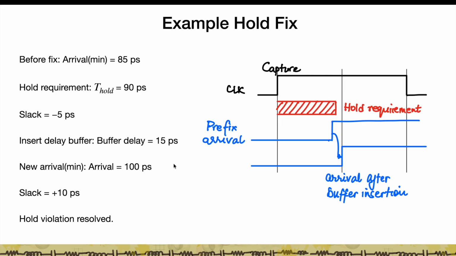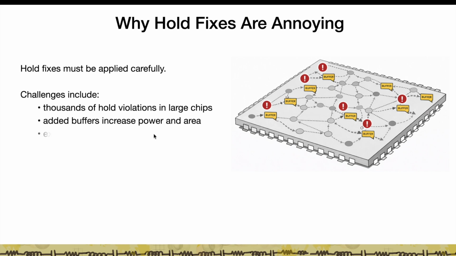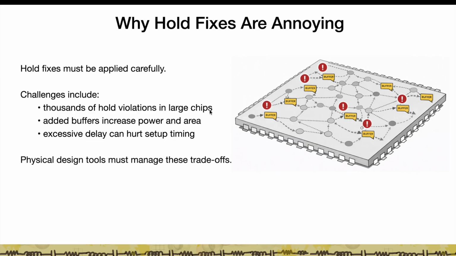This is a simple fix, but as we'll see on the next slide, doing this thousands of times across a full chip is anything but simple. So here's the scale of the problem on a real chip. After placement and routing, a large design can have thousands of hold violations, sometimes tens of thousands. Each one needs a buffer or an inverter pair. Each one has to be checked to make sure the fix doesn't worsen setup timing on that path or any path sharing the same net.